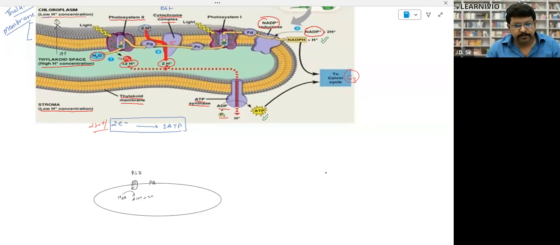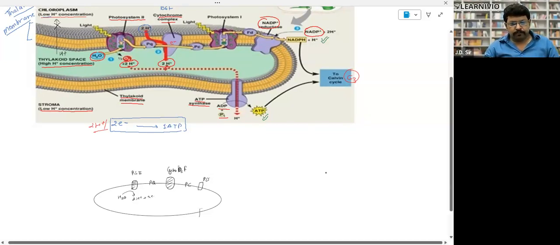Then the cytochrome B6F complex, then plastocyanin, then photosystem 1, PS1, and so on. You have to draw like this way. So draw the diagram this way quickly. And the ATP synthase enzyme of photosynthesis will look like this. You have to draw it the same way.